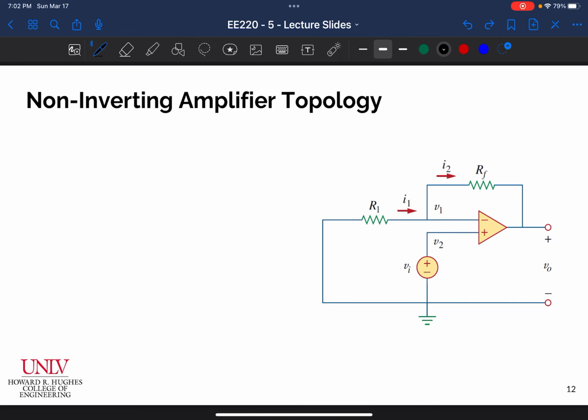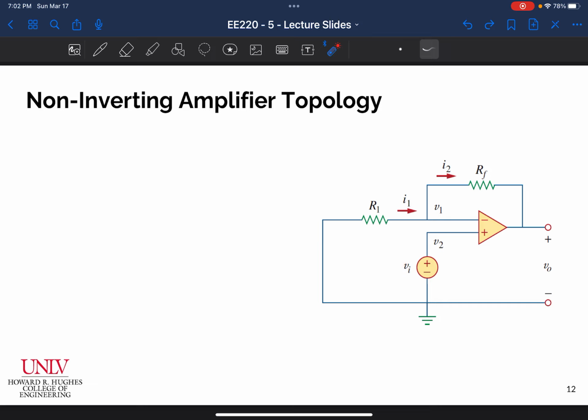But now let's go ahead and do the same kind of analysis that we did previously, where we're going to go ahead and derive the expression for this non-inverting amplifier topology. You notice that the difference really is that we took this input, which was previously over here, and this was grounded. And now we're grounding this minus input, and we're sending the input signal to the plus terminal instead. The feedback network looks exactly the same. We've just taken the input and we've moved it from the minus terminal to the plus terminal.